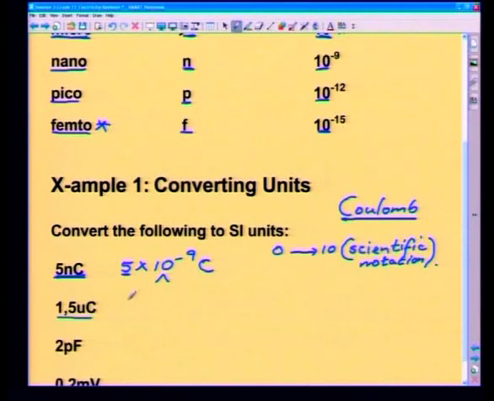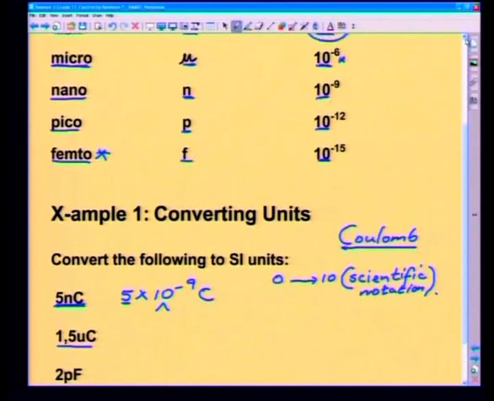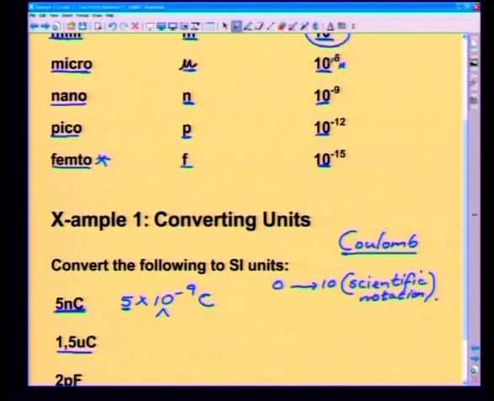Next, we have 1.5 microcoulombs. Now, micro, let's look at micro. Micro is 10 to the power minus 6. Now, this would be 1.5 times 10 to the power minus 6 coulombs.